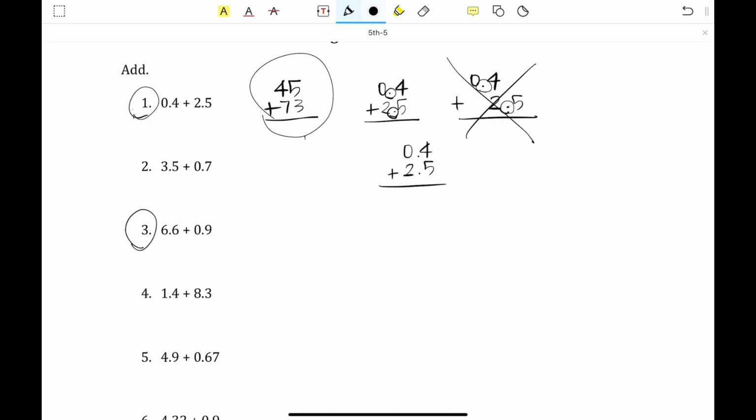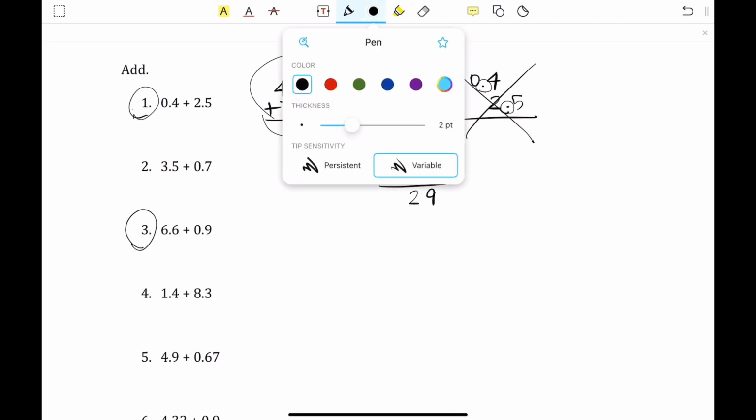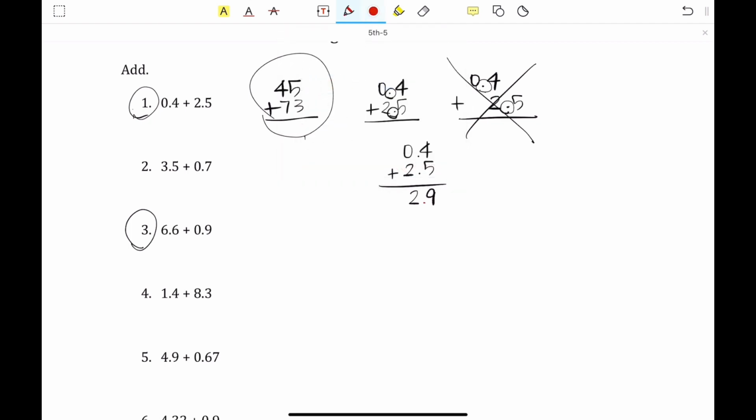So 0.4 plus 2.5. 4 plus 5 is 9, 0 plus 2 is 2. Now where to put the decimal point at the end is simple. You will place it between the 2 and 9 because it aligns with the decimals in the beginning. So your answer for number 1 is 2.9.